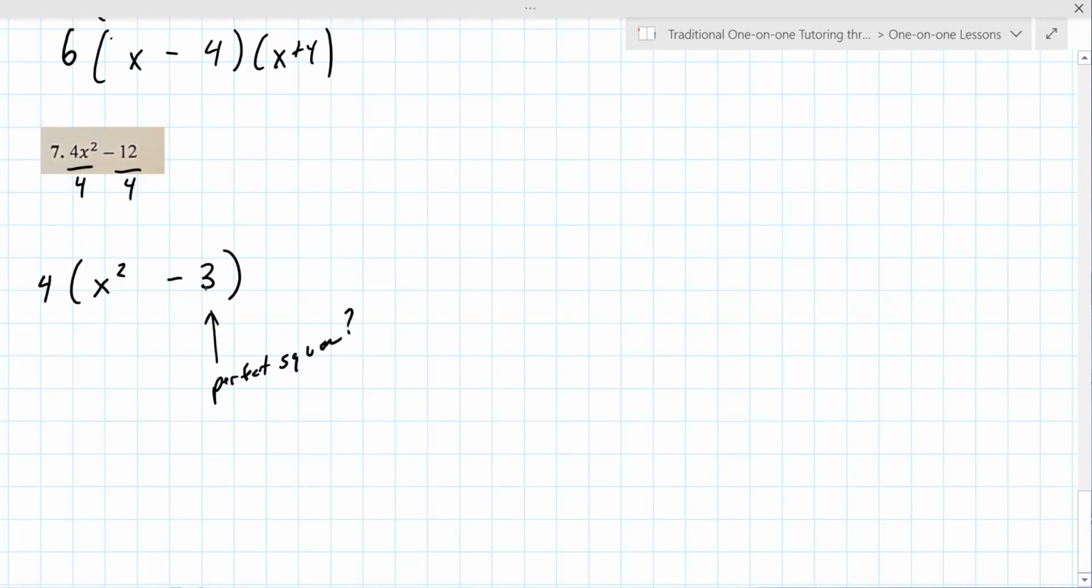Can you square anything to get 3? No, there's nothing equal to that. There's no square root of 3. So this is actually your last step. This is done. Yep. This is it. There's nothing else to do on this problem.